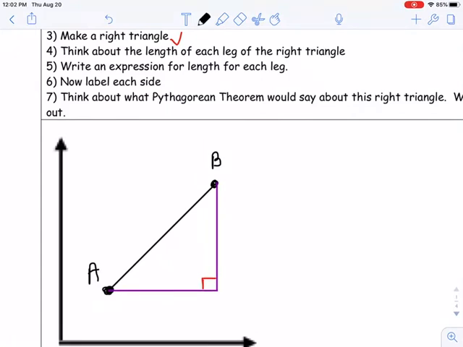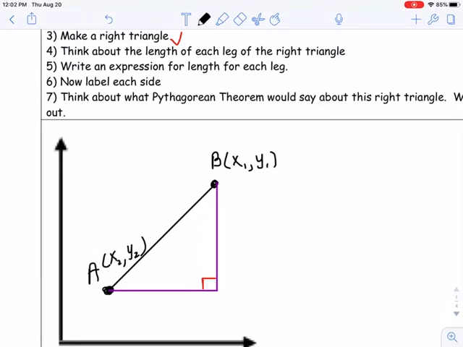Let's call B x sub 1, y sub 1. I can call it whatever I want. And A will be x sub 2, y sub 2. All right, those are arbitrary points. They're just random points, any real points you can think about. All right, now let's find, so think about the length of each leg in the right triangle.